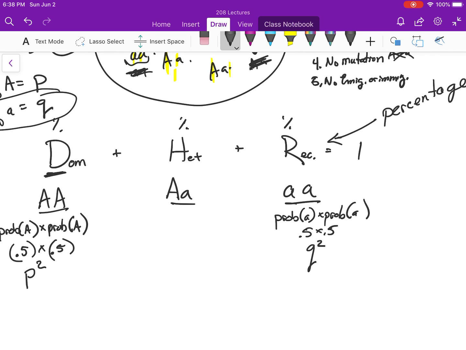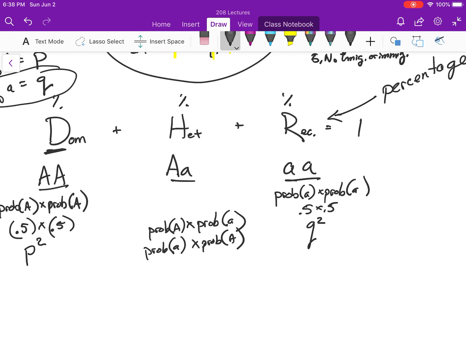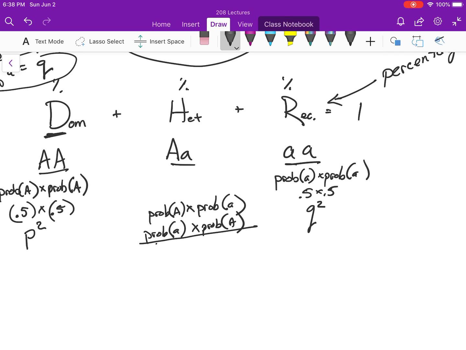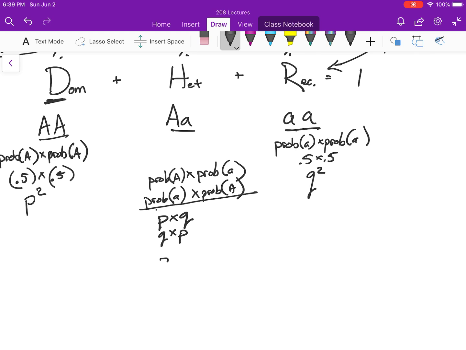Now the middle is a little bit different because there's two different ways to get a big A and a little a. You can get the probability of drawing a big A times the probability of drawing a little a, but you could also get a little a times the probability of drawing a big A, because you can get it in two different orders: big A, little a, or little a, big A. And because of that, the probability of drawing a heterozygote is P times Q and Q times P. So since those are the same thing, this is actually 2PQ. And I'm going to bring this down here to be P squared. Okay.